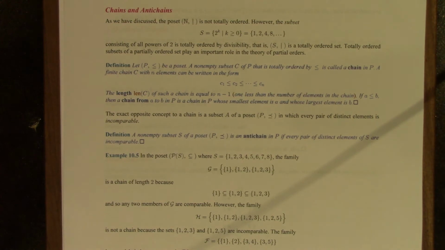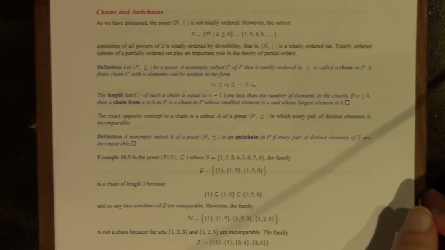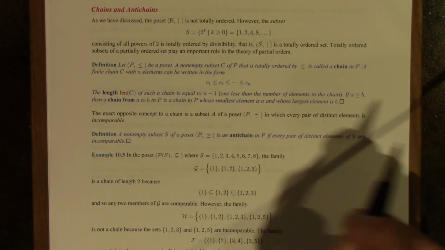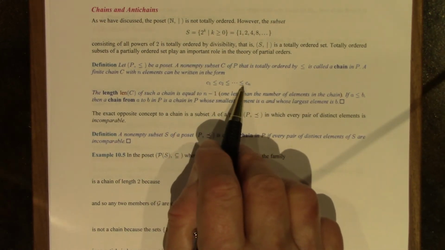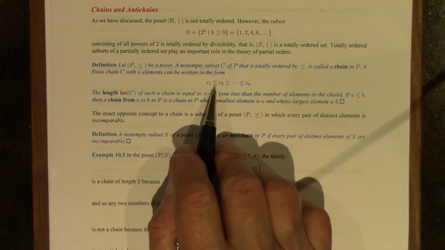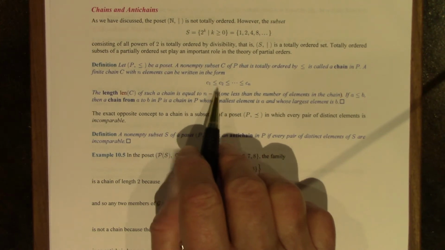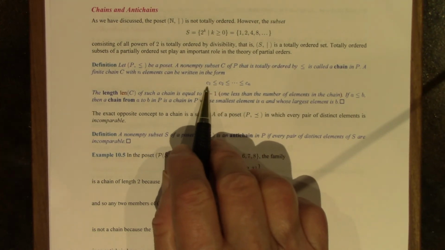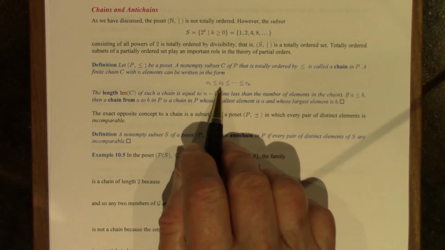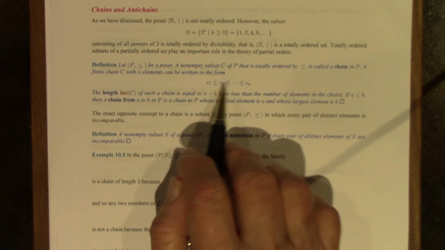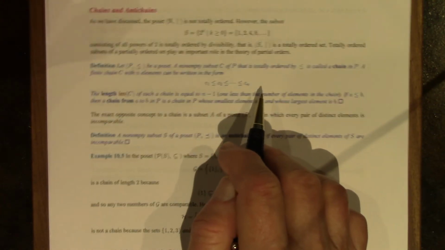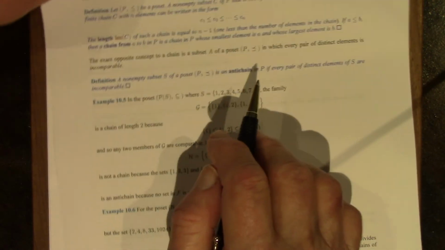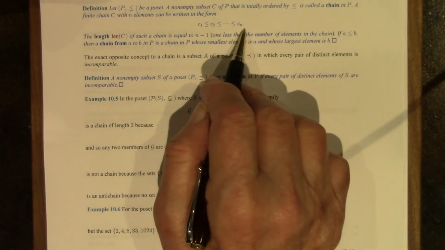Not all chains are finite, and we'll see examples of an infinite chain, but finite chains can be ordered. Since this is a finite set and it is totally ordered, we can find the smallest element, put that here, then the next smallest, and so on. You should probably go through this argument in detail, write down a formal proof of the fact that a finite chain can be written in this form.